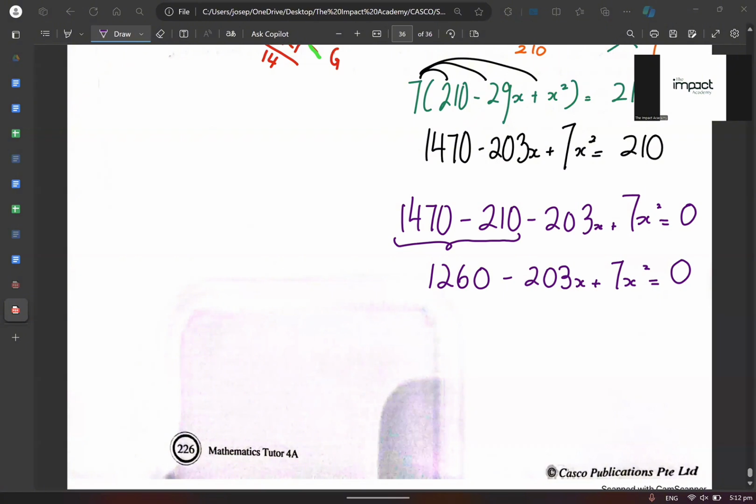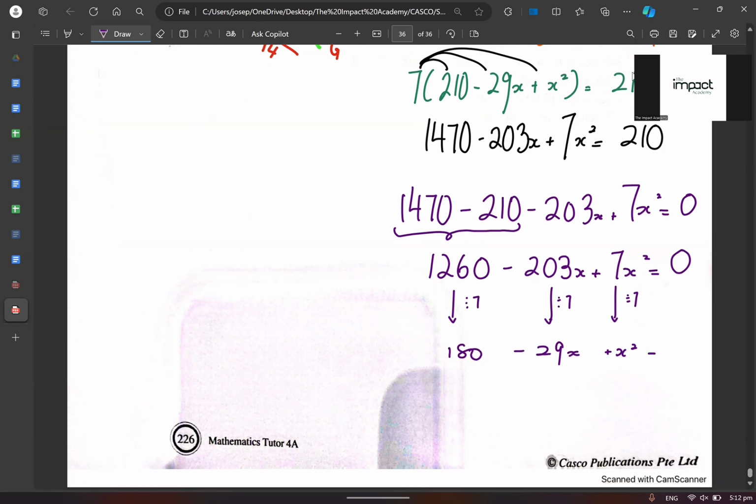So when you get to here, you want to find the value of x, right? Just divide by 7 to all of this. Why? Because all of these are divisible by 7. You get what I'm trying to say? x squared, and 203 divided by 7 gives 29x, with a minus over here. 1260 divided by 7 gives 180. So x squared minus 29x plus 180 is equal to 0.